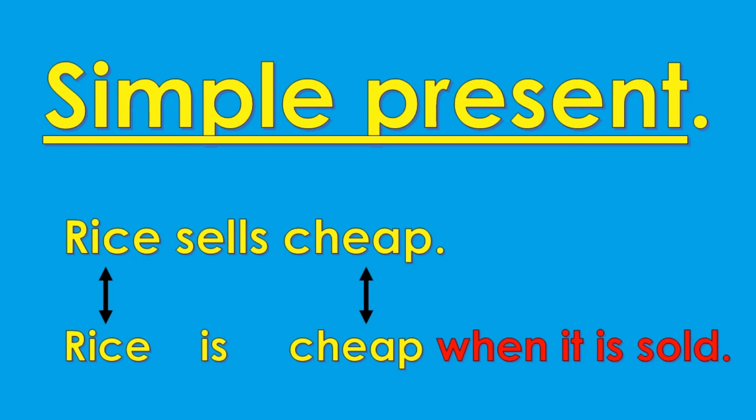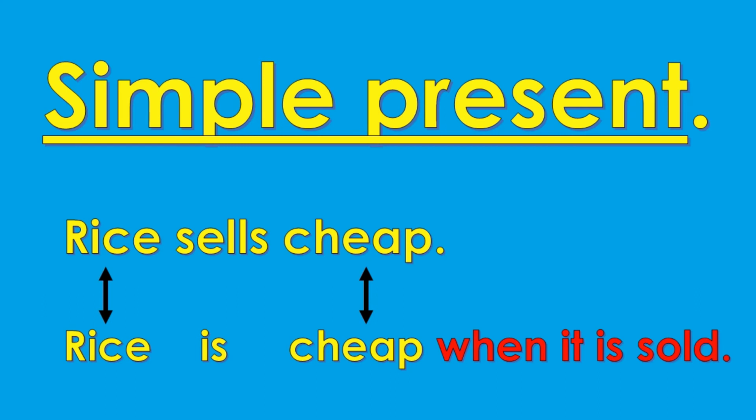Now what is it? It is sells. And we all know the past participle form or the third form of the verb sell is sold. The three forms are sell, sold, sold. So there we have used the third form of the verb or the past participle form of the verb. This way we do. It is not at all difficult.